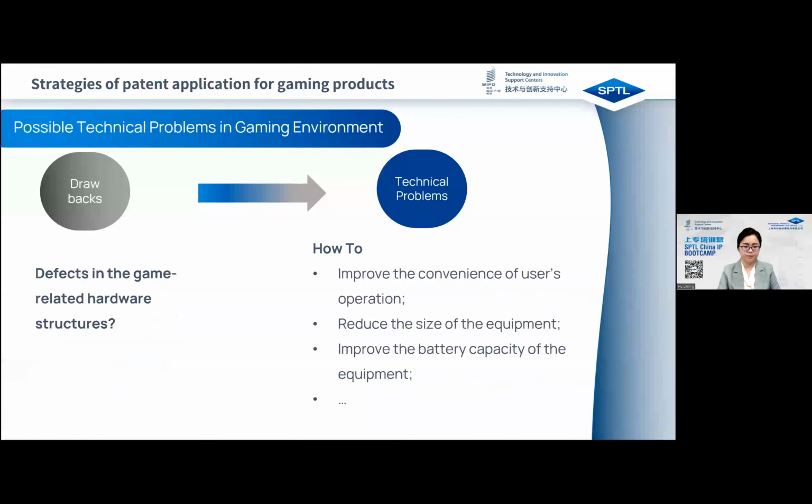images. Furthermore, another kind of defects can be asked whether there are some defects in the game-related hardware structures. And such kind of defects can be translated into technical problems about how to reduce the size of the equipment and how to improve the battery capacity of the equipment, and so on, which is related to the hardware.